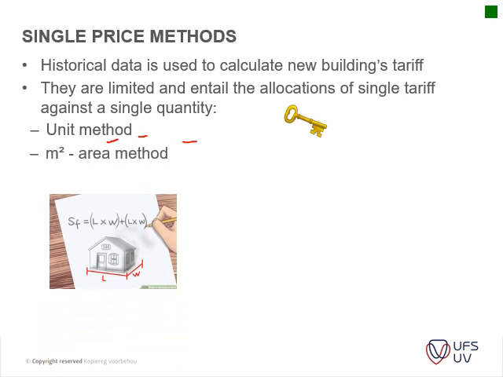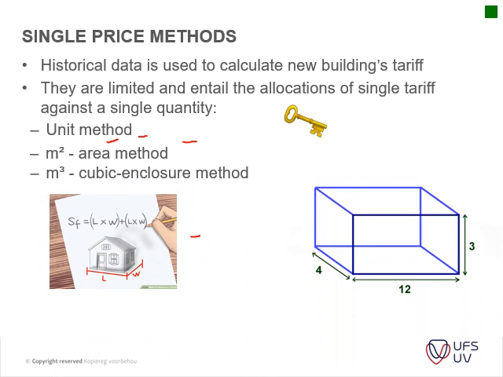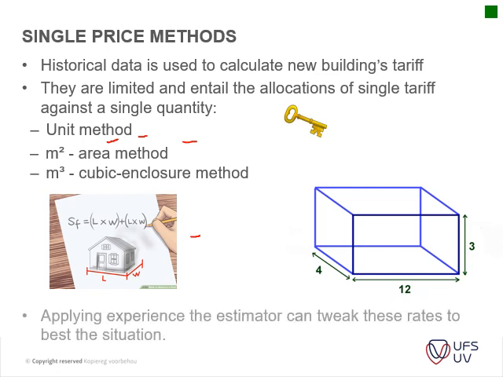Then you've got your area method, the one most commonly used. You work out the area, you multiply that area with a rate per square meter. Then you've got your cube method, which is basically the same. You take your cube rate from a historical building and you apply it to the new cube interior that you actually use. Applying experience is very important. So this is for your task 1 that I'm going to look at. You need to tweak your rates for the situation.